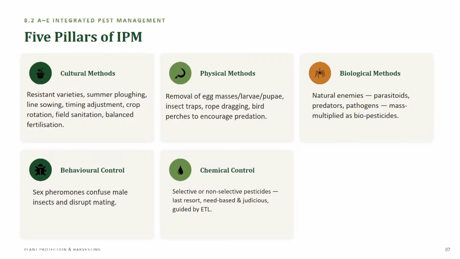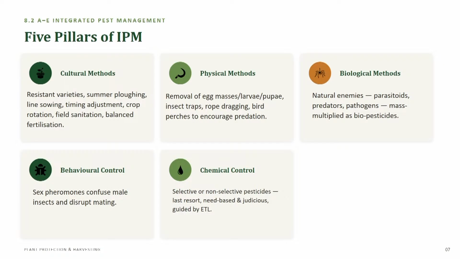In this case, if we apply a higher amount of nitrogenous fertilizer, it may attract various types of pests and diseases. Now next comes the physical method. Here we must go for removal of eggs, larvae as well as pupae. Second, we must use insect traps as well as rope dragging and bird perches to control our insect pests. And now third is the biological method.